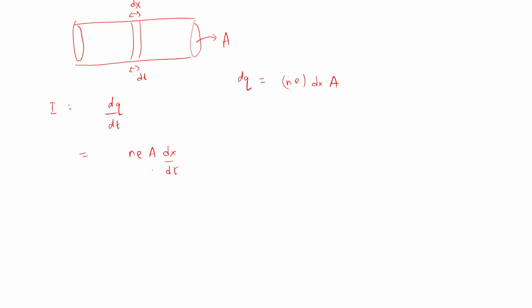This dx by dt is your drift velocity, so I is neAvd. If you take I over A, this will be nevd. So I over A is nothing but your current density. This is the formula that we used to solve the previous problem. Now we can go ahead to the next problem.